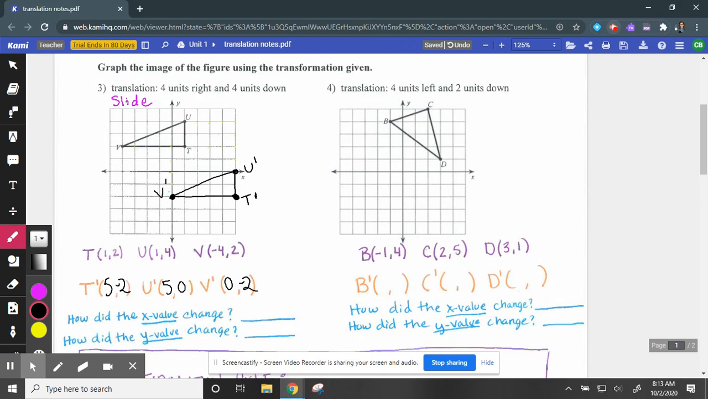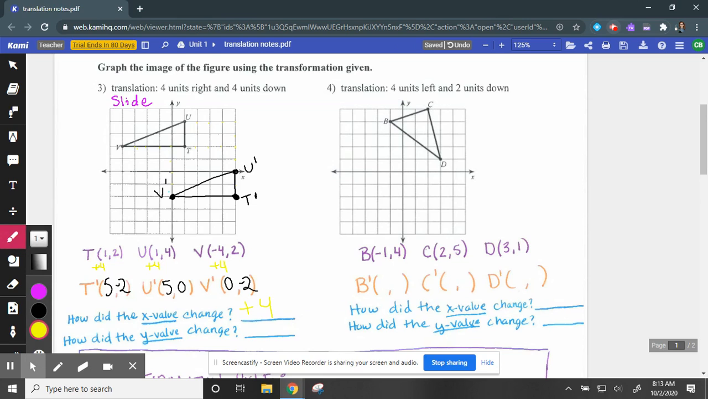So let's compare our ordered pairs. The first one says, how did the x value change? So let's take a look at the x value. From 1 to 5, I would add 4. Okay, let's go to the U. 1 to 5, that's adding 4. Okay, let's go to the V. Negative 4 to 0, I would be adding 4. So on all the x values, they changed by adding 4.